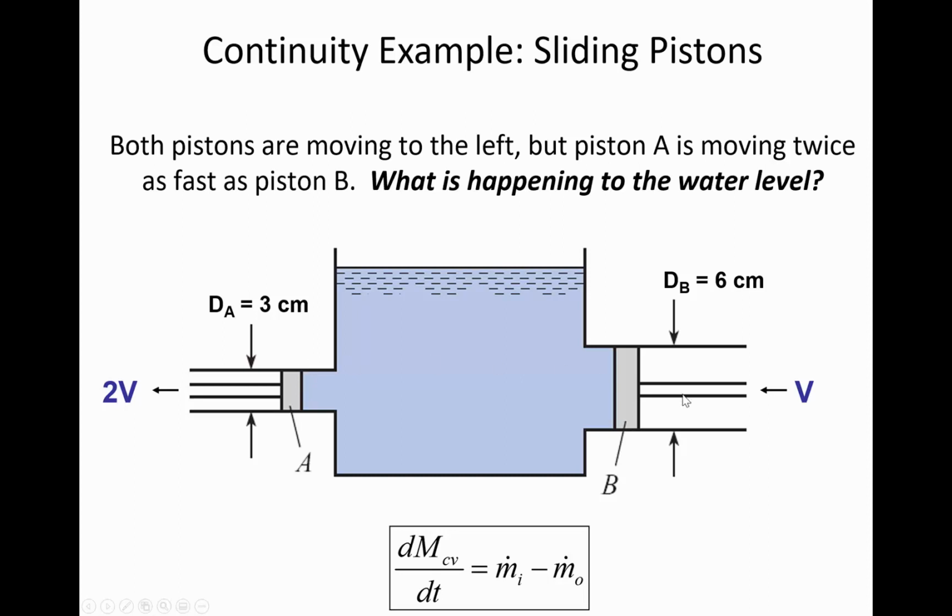Now the piston on the right, which is here at location B, that's moving also to the left, but it's going at half the velocity that this piston A was. Instead of going at 2v, like piston A, piston B is moving to the left at V. So the question is, what's happening to the water level here? And I guess, broadly speaking, there are three possibilities. Either the liquid level is falling, or it's rising, or it's staying constant.